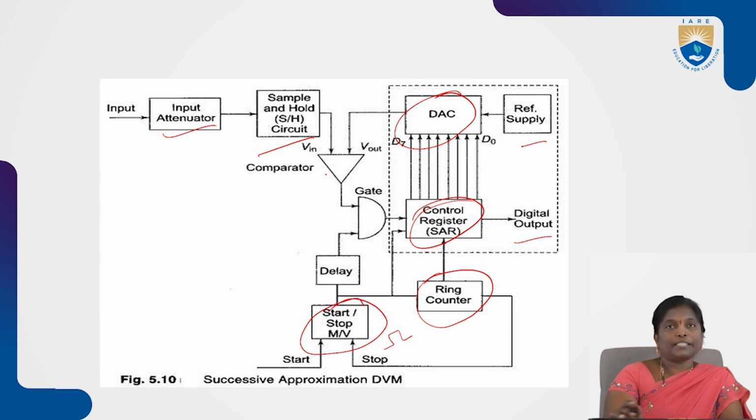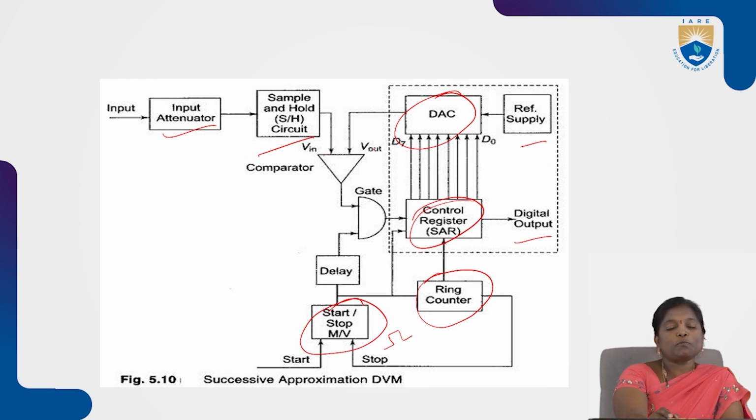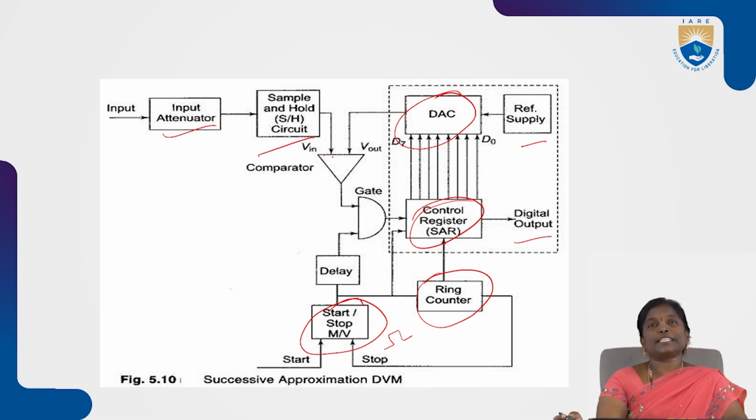Next we have the comparator. As we already know, the comparator is mainly used to compare two given input signals. If the two input signals have the same voltage, then it allows the gate to open. Similarly, if the two input signals are different, then the comparator signals that the two inputs are different. If the two input signals have the same voltage, then the gate is opened. If they have different voltages, then the gate will be closed.